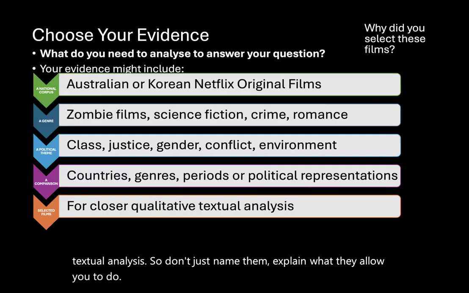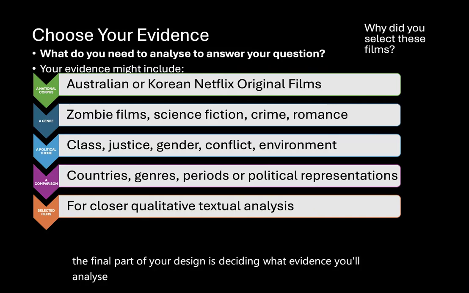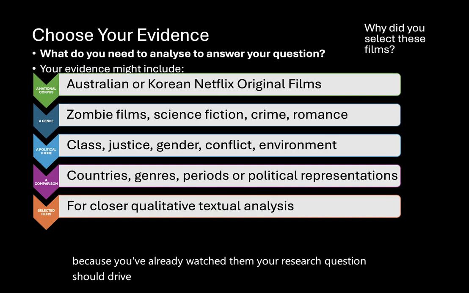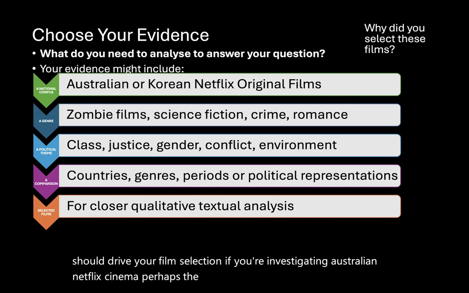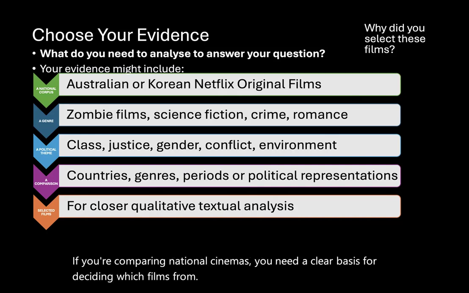The final part of your design is deciding what evidence you'll analyse. Don't simply choose films because you like them or because you've already watched them. Your research question should drive your film selection. If you're investigating Australian Netflix cinema, perhaps the entire Australian corpus is manageable. If you're comparing national cinemas, you need a clear basis for deciding which films from each country to include.